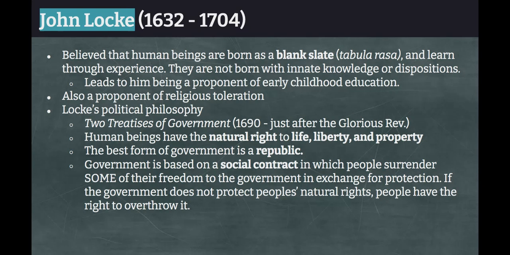So the key book that he wrote here was called Two Treatises of Government. And look at the date on that one too. He's actually writing later than Hobbes. He publishes his book in 1690, by which point the Glorious Revolution has already happened, right? So he's seen constitutional monarchy actually work. Again, this is going to shape his view of government too.